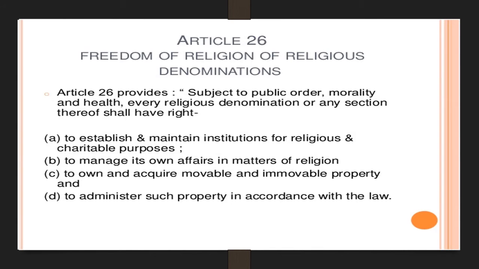Article 26 talks about freedom of religion of religious denominations. Article 26 provides, subject to public order, morality and health, every religious denomination or any section thereof shall have the right to establish and maintain institutions for religious and charitable purposes, to maintain its own affairs in matters of religion, to own and acquire movable and immovable property, and to administer such property in accordance with the law. So you can establish and maintain institutions for religious and charitable purposes, manage your own religious matters, and own property for religious purposes, but that should be in accordance with the law.